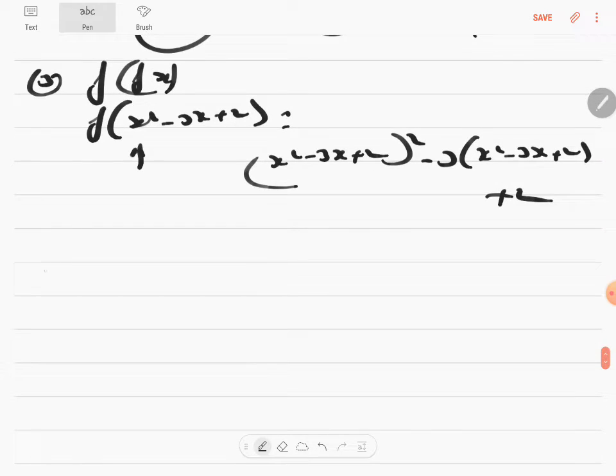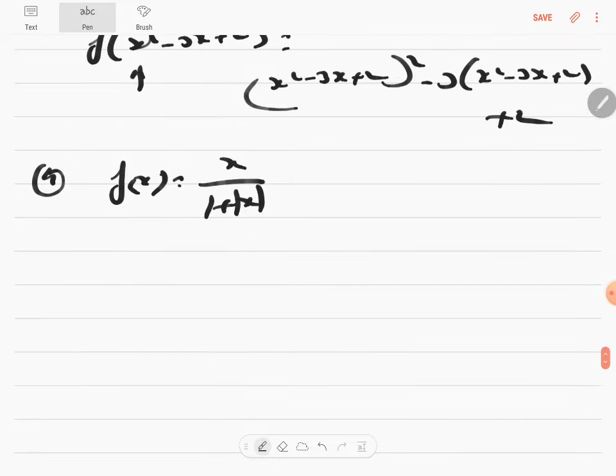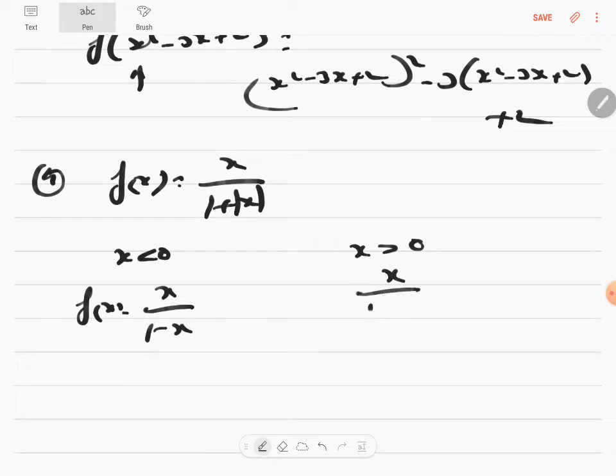So let's go to the fourth question in miscellaneous. f of x is equal to x by 1 plus mod x. You know, when x is less than 0, the function f of x is going to become x by 1 minus x. When x is greater than or equal to 0, it will be x by 1 plus x. And so you have two different functions, correct?